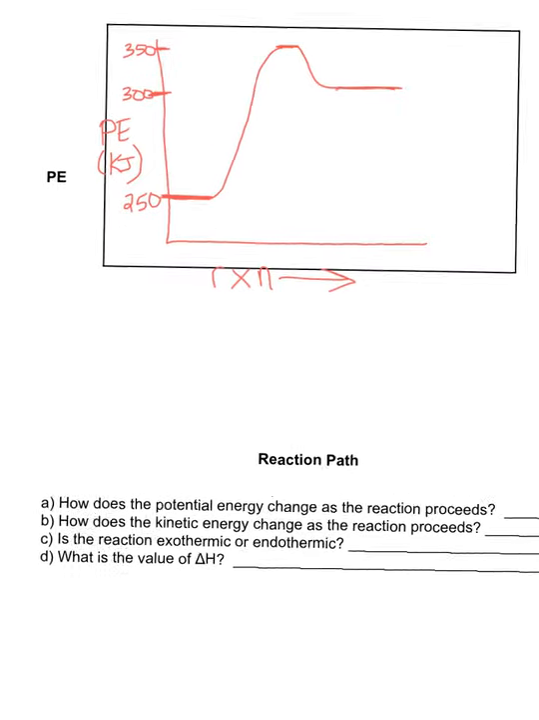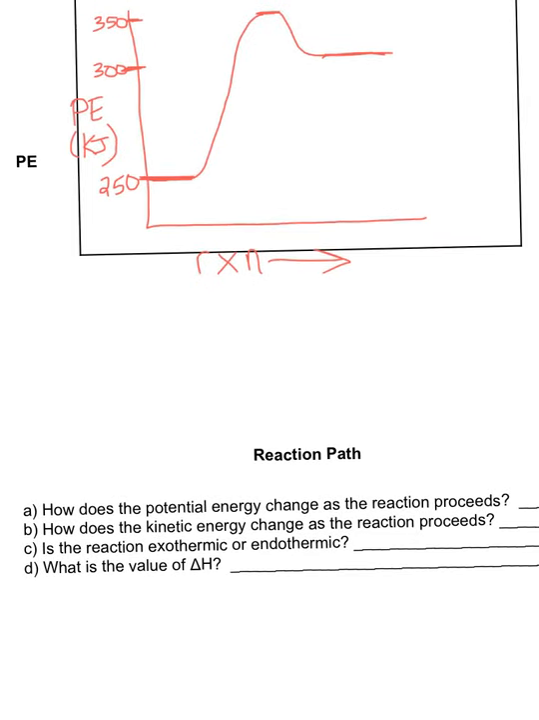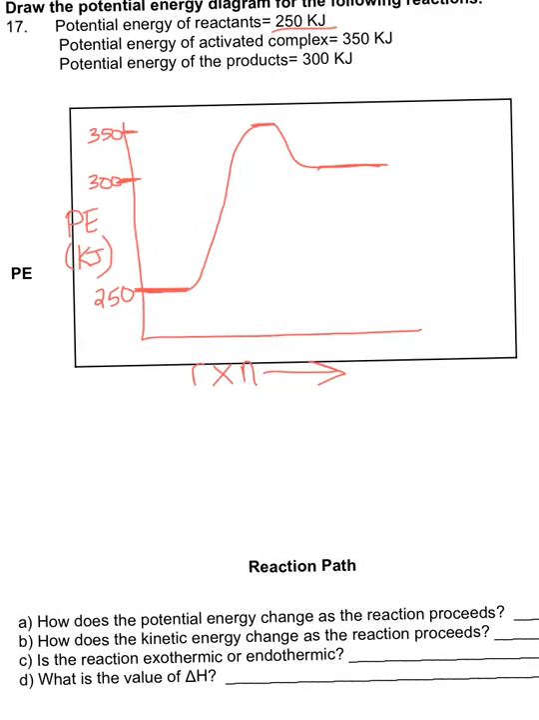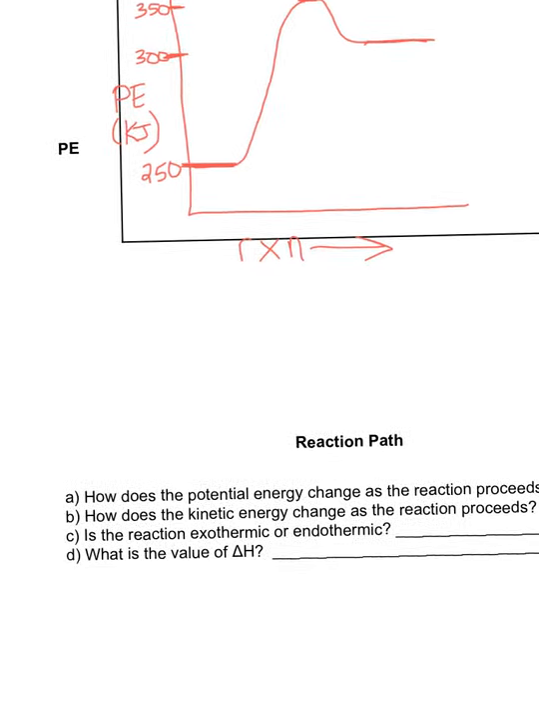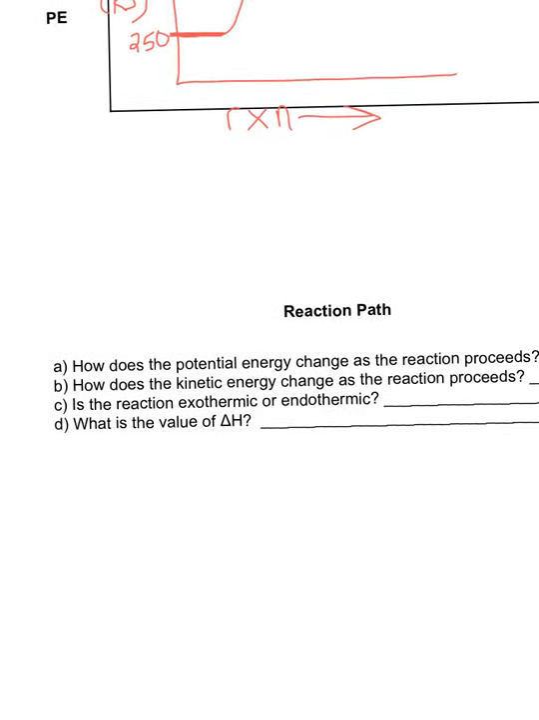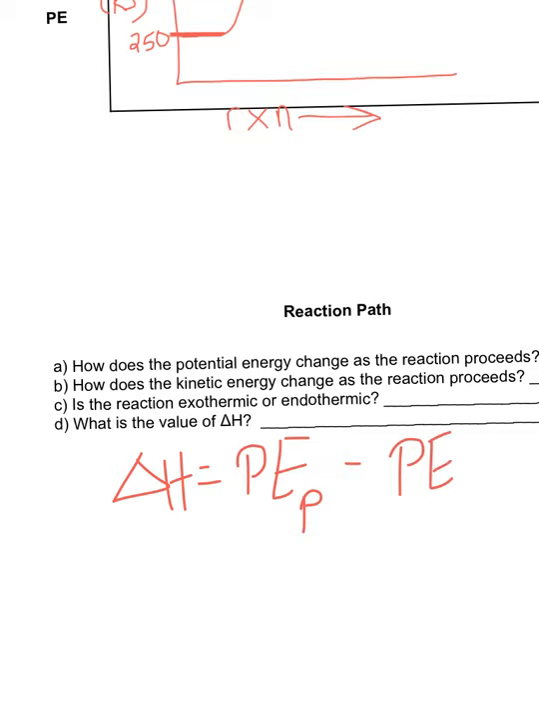And then you have these questions to answer about your graph. Is it endothermic or exothermic? How does the potential energy change? Does it increase or decrease as a reaction proceeds? What is the value of delta H? Remember how to find delta H. Okay, delta H is pretty simple. It's just going to be change in potential energy, okay? So the potential energy of your products minus potential energy of your reactants.